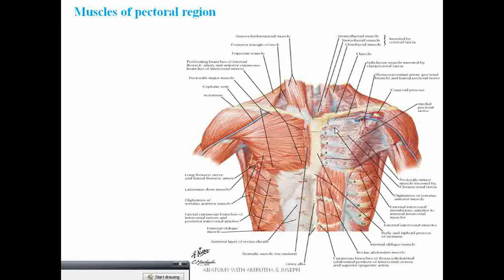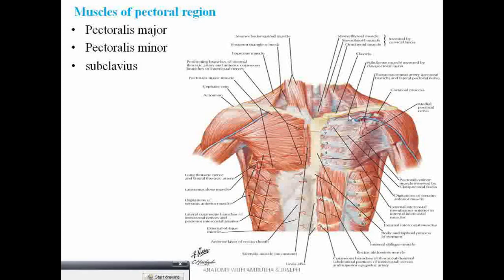Let's see the muscles of this region. Pectoralis major. Pectoralis minor is a small muscle which is deep to pectoralis major. If you cut the pectoralis major, this muscle is pectoralis minor, a small muscle compared to pectoralis major. Subclavius is a small muscle that can be seen just below the clavicle.